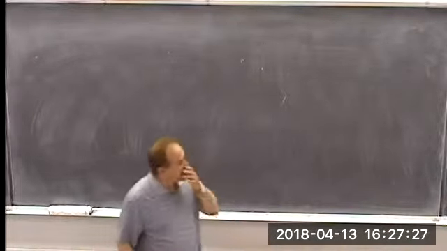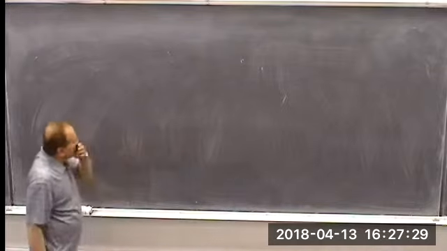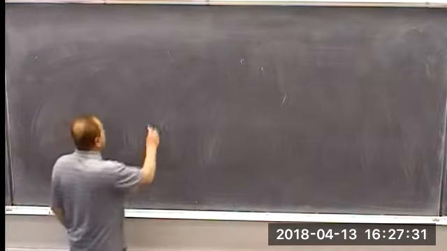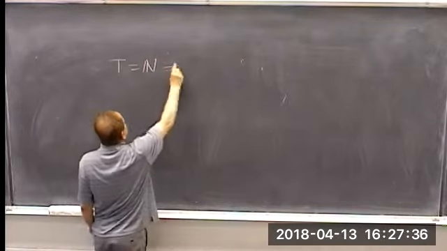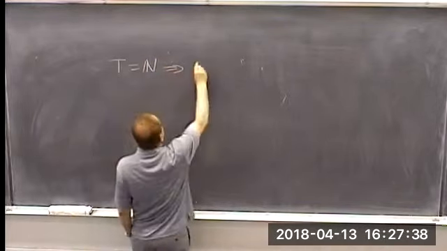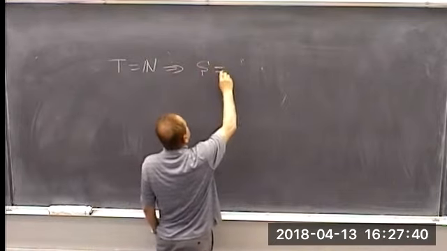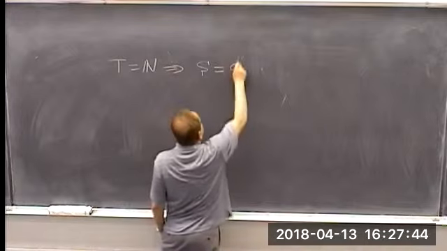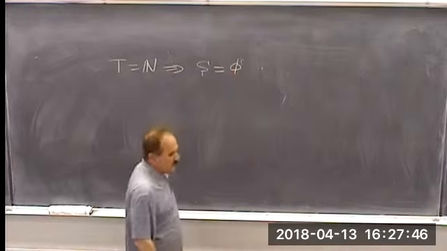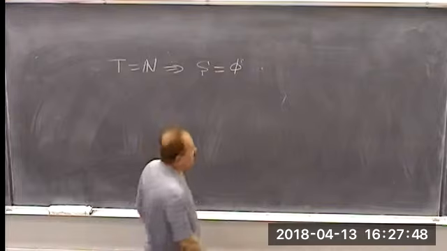One other thing actually, I'm sorry, just looking at my notes in here. So we have shown that T is equal to N, and this implies that S must be equal to the empty set.